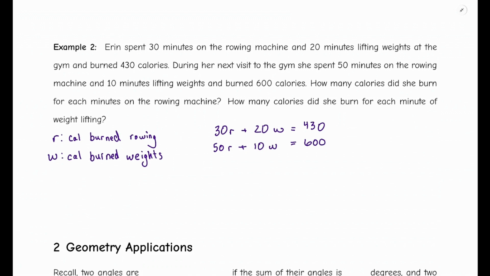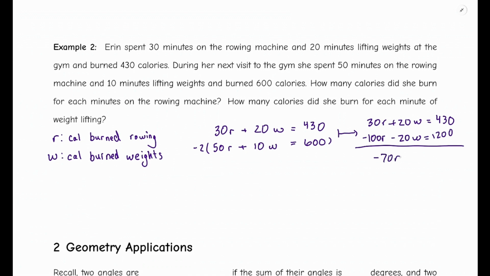I'm going to do elimination. I'm going to take the second equation times -2. Then it becomes 30R plus 20W equals 430. Negative 100R minus 20W equals negative 1200. That becomes negative 70R. The W's cancel out.